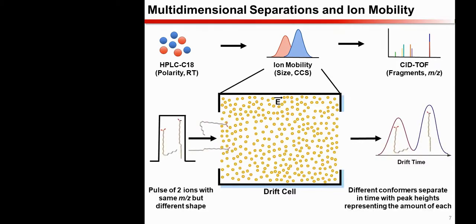So we use an Agilent 6560, which is a drift tube ion mobility QTOF instrument. The drift tube is filled with a buffer gas, such as nitrogen, and then ions pass through the drift tube, and those with the bigger size will have more collisions with that buffer gas, and so they take longer to travel through that drift tube.